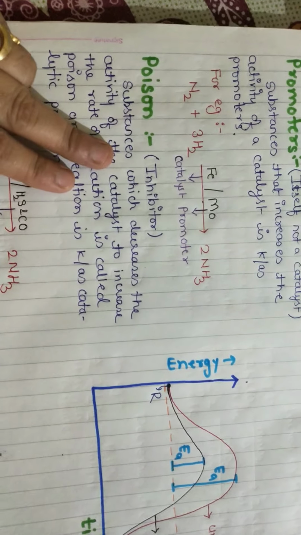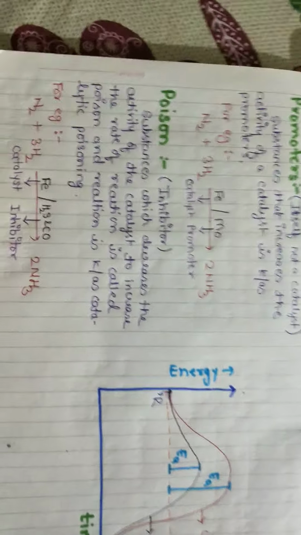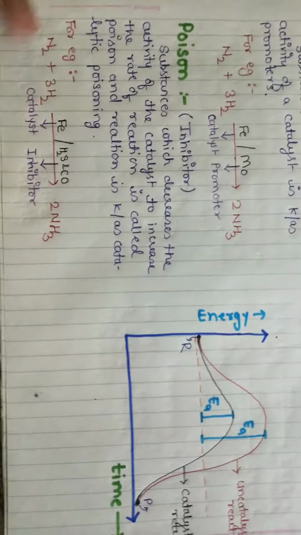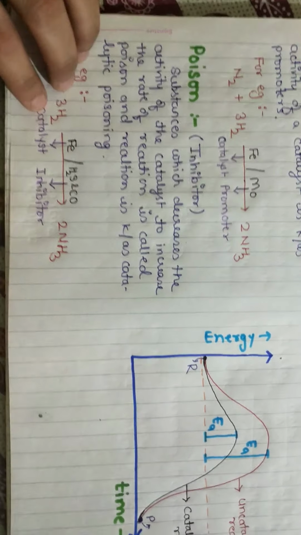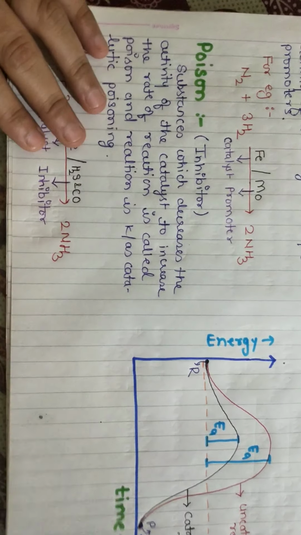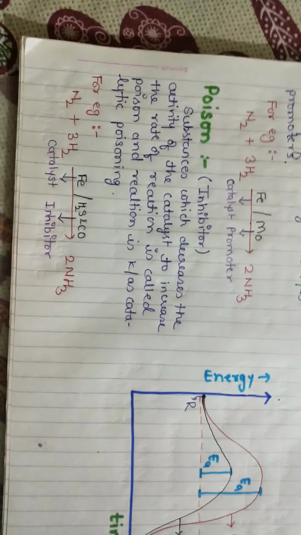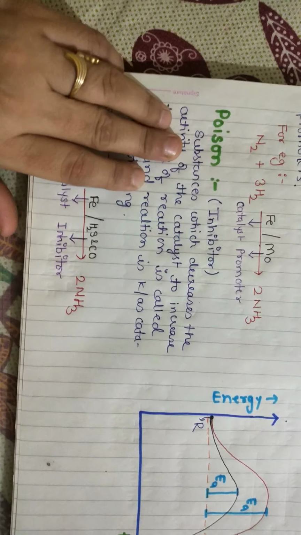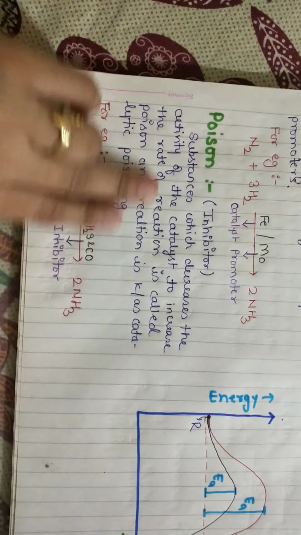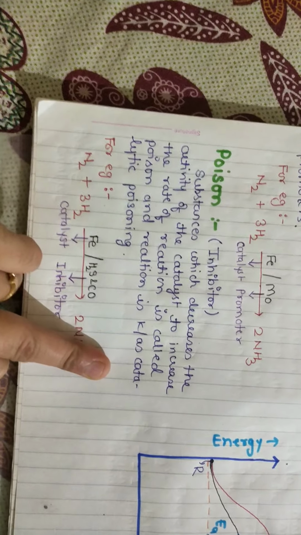Now there is another term, poison. What is poison? It is also called an inhibitor. Inhibitor means if something is going on and if any inhibition is there, that means obstacles are there, then they can be termed as inhibitor. Means we have to stop the process. That is called the inhibiting effect. Now, substances which decrease the activity of the catalyst to increase the rate of reaction are called poison, and the reaction is called catalytic poison.